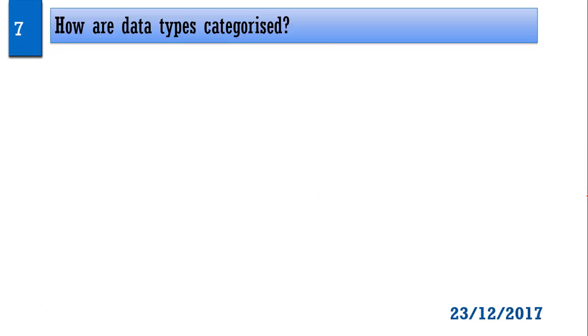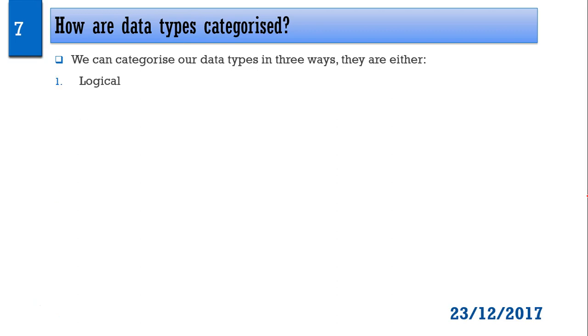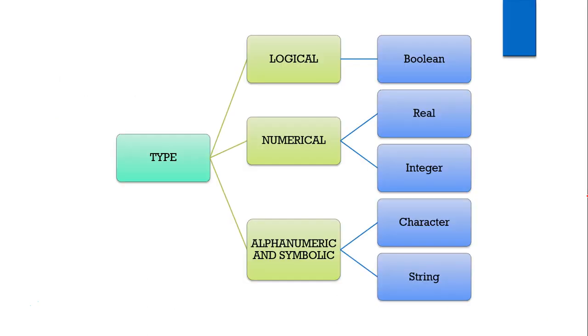So, how are data types categorized with regards to type and format, etc.? We can categorize our data types in 3 ways. They can either be logical, numerical, or alphanumeric and symbolic. This is like a sort of hierarchy chart of how they are. So, logical, we're going to refer to Booleans because they're going to have binary states. It's going to be 0, 1, true, false, essentially like that.